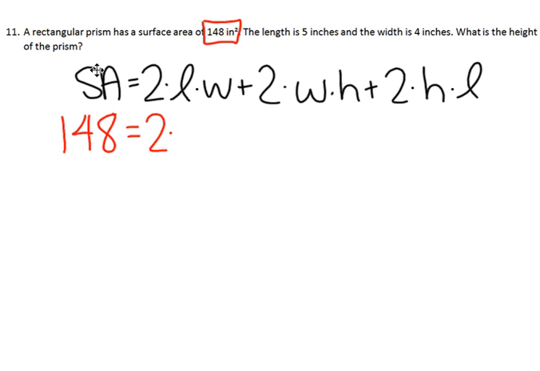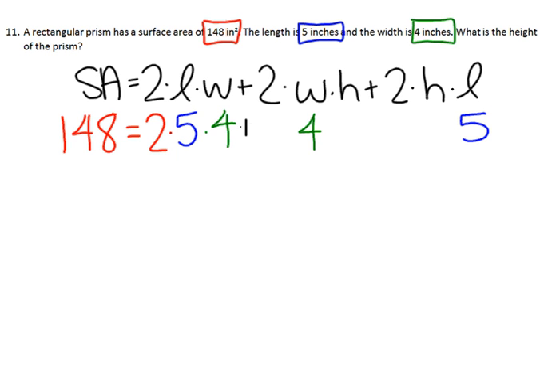We know the length is 5, so anytime I see L, I'm going to put 5, and the width is 4. So every time I have W, I'm going to substitute 4. And then to continue everything else, I'm just going to bring down the pieces we haven't used yet. So all the 2's, multiplication, addition, and the heights.